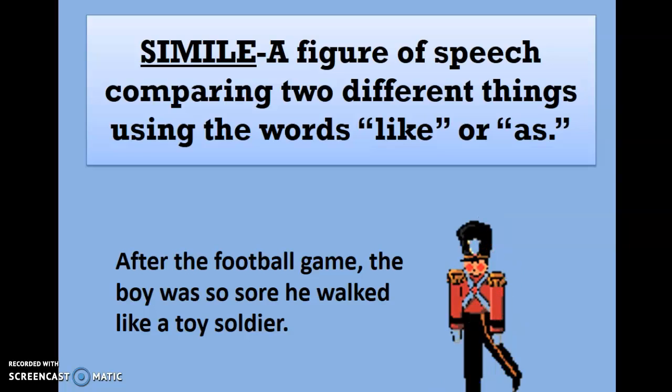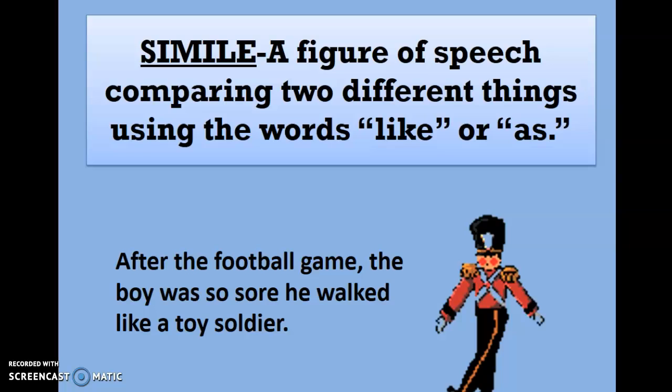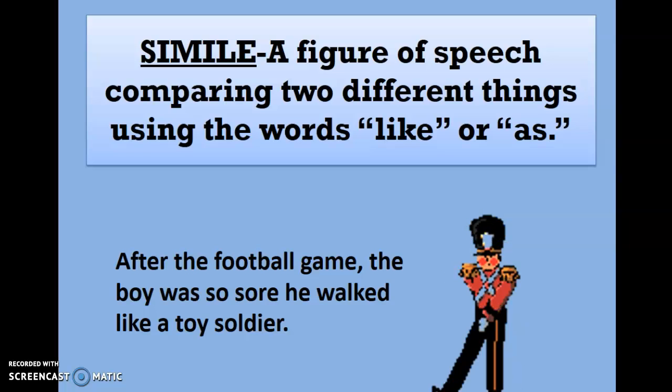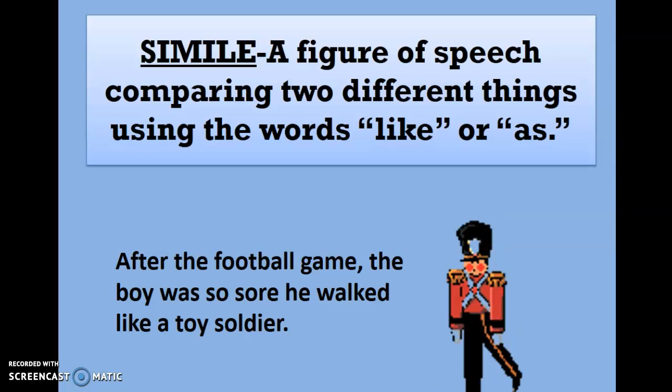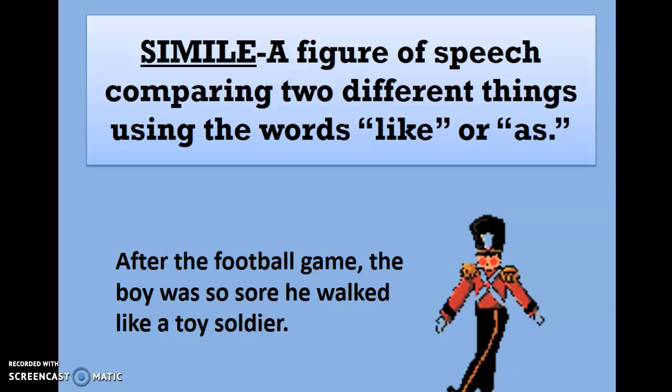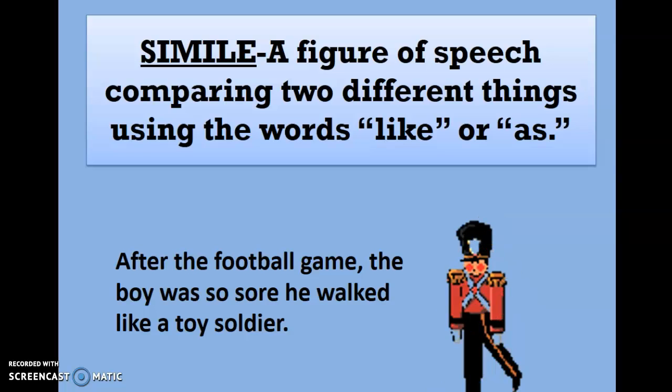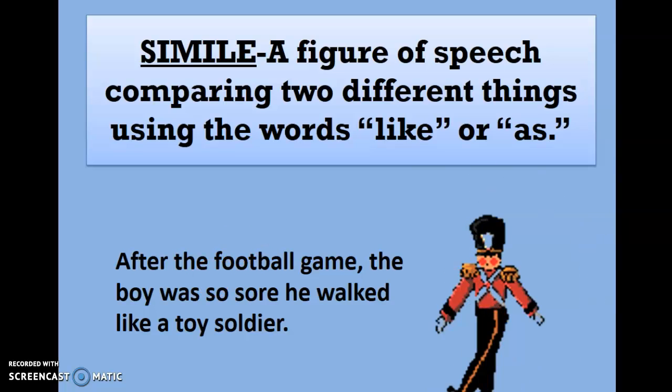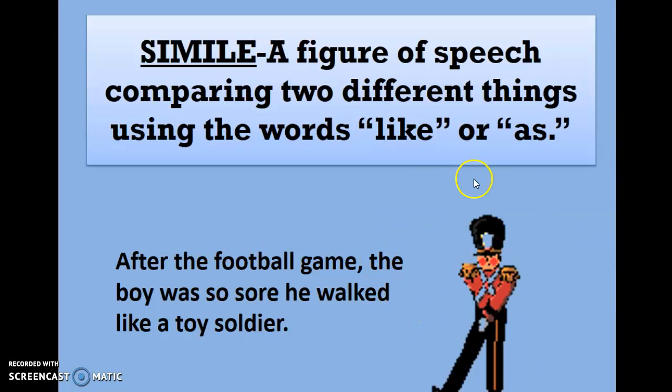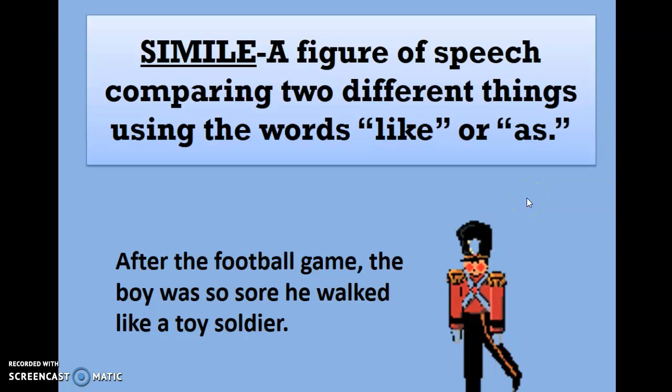A simile is a figure of speech comparing two different things using the words like or as. Our example is, after the football game, the boy was so sore he walked like a toy soldier. So here we have an image of a toy soldier, and it kind of helps you imagine what the boy looked like being sore from that game.